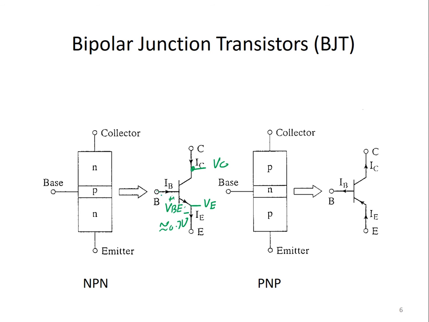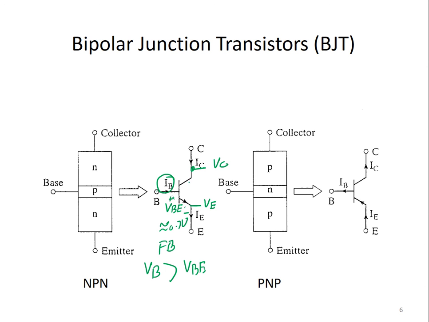To make the base-emitter junction forward biased, we should supply a base voltage which is greater than this 0.7, because if you supply more than this, then it will become forward biased and the IB current will start flowing. If the IB current starts flowing, the base-emitter junction becomes forward biased and the collector-base junction becomes reverse biased, and the flow of the current will start.